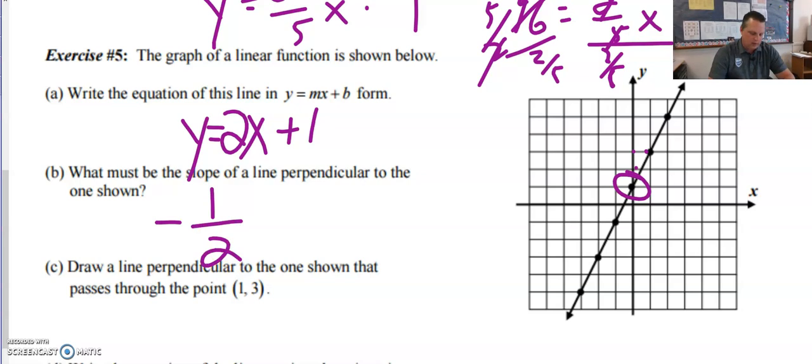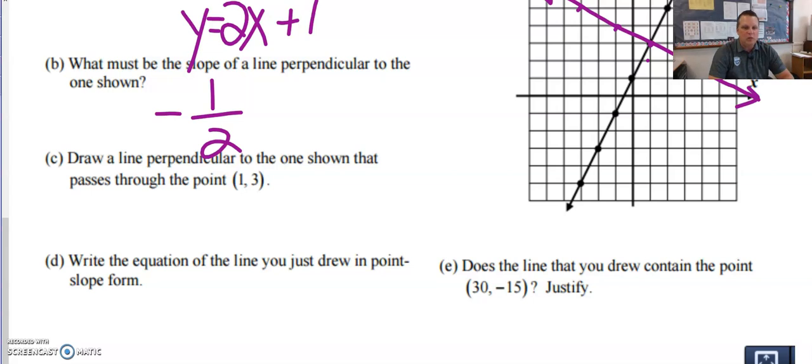Draw a line perpendicular to the one that passes through the point 1, 3. So we want to pass through that point 1, 3. Okay, so I'm going through that point right there, and my slope is negative 1/2, down 1 over 2, down 1 over 2. Of course, you will have a ruler. Something like that. Make sure there are arrows on it. So draw a line perpendicular, that's part C.